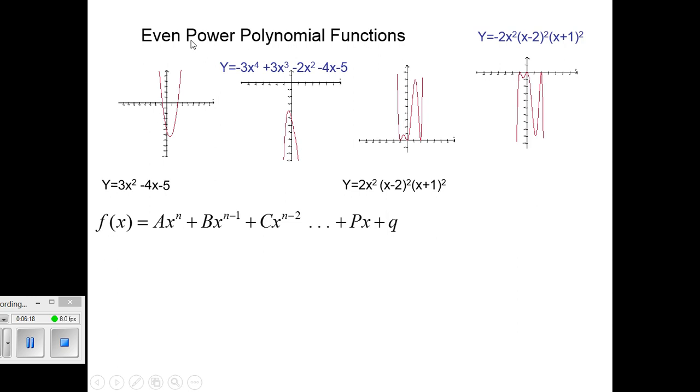Okay, both ends are going up, both ends are going down, both ends are going up, both ends are going down. That will always be the case with any even power polynomial, no matter whether it's a squared, a quadratic, fourth power. In this case, this of course would be a 2, 4, 6 power polynomial, as well as another 6 power polynomial.